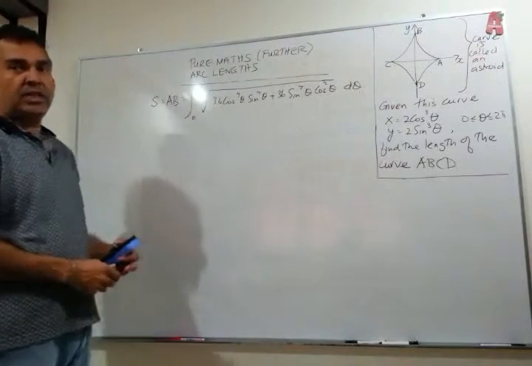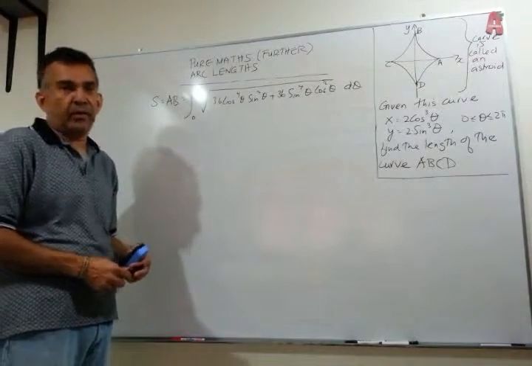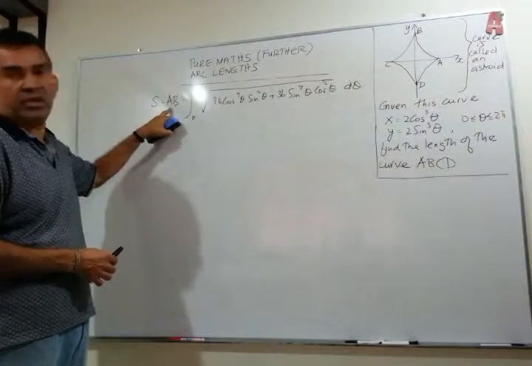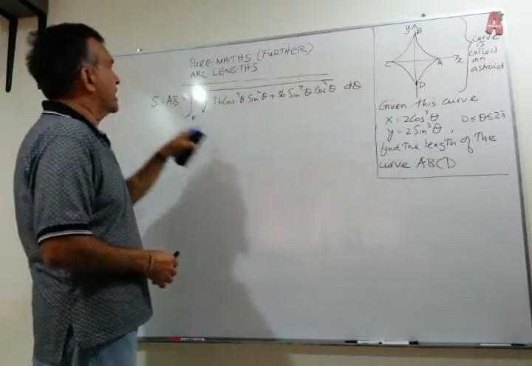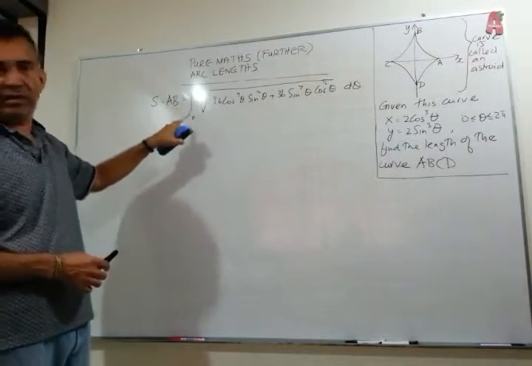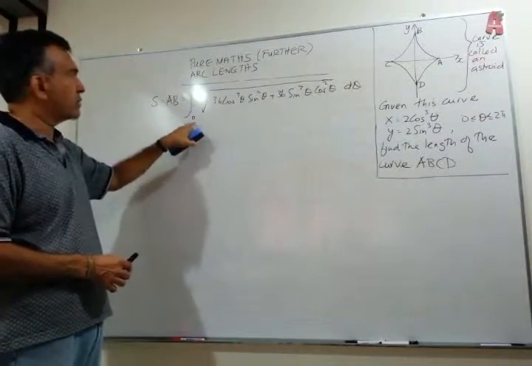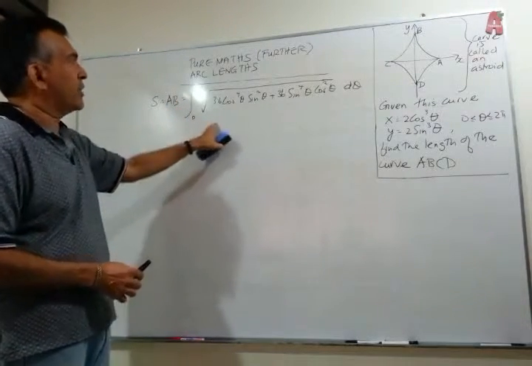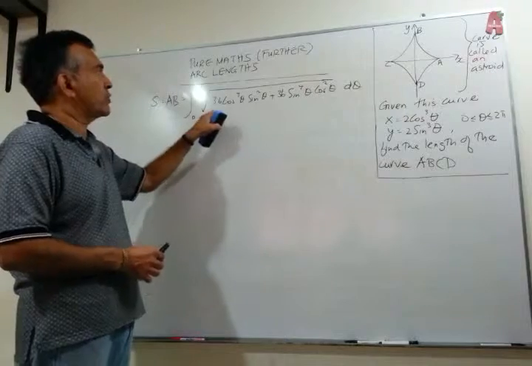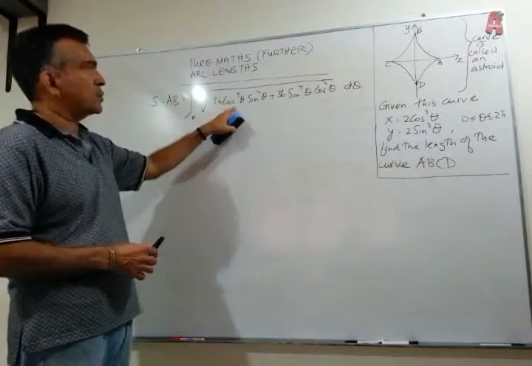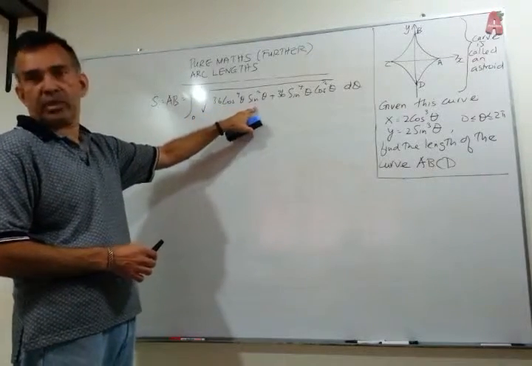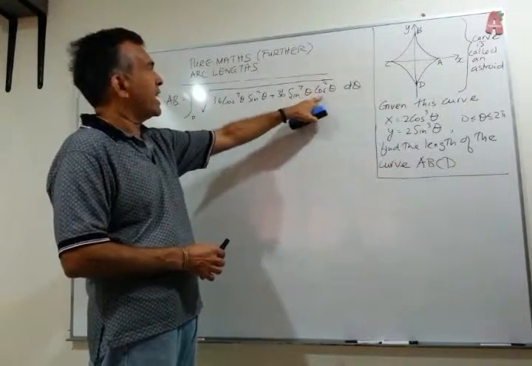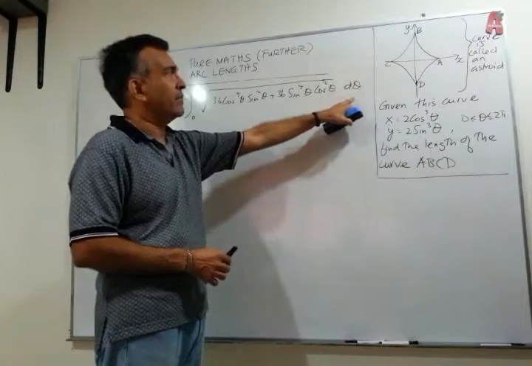Okay, let's pick up from where we left off. We wrote S, the arc length, which is AB in our picture, equals the integral, with values of theta going from 0 to pi over 2, of this ugly looking expression: the square root of 36 cos to the power of 4 theta sine squared theta plus 36 sine to the power of 4 theta cos squared theta, d theta.